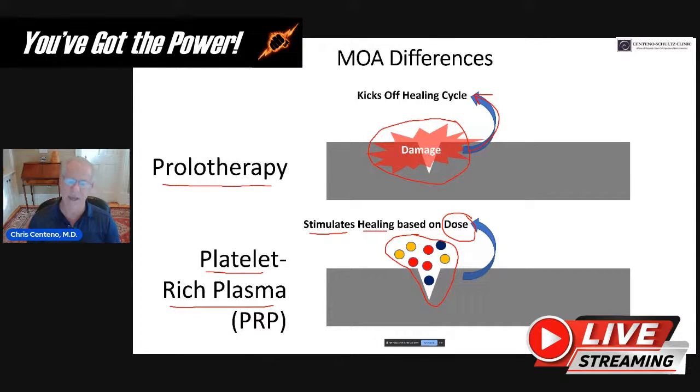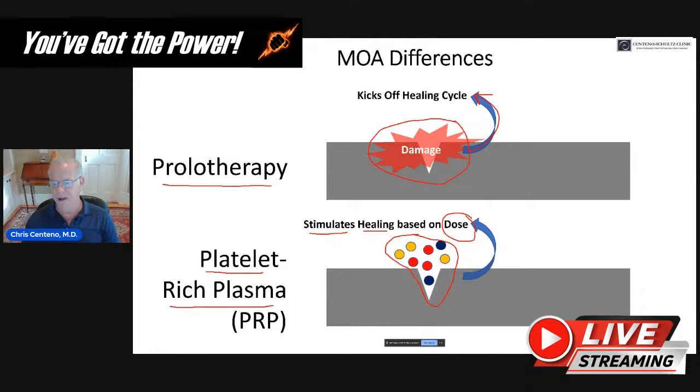I can't really increase the prolotherapy response by changing the dose because I'm still going to get local damage, and that's still going to kick off an inflammatory healing cycle. Now, I might be able to increase the dose a little bit, but I kind of get a binary thing. It's either going to kick off a healing cycle of a certain size or it's not. With PRP, I can increase the stimulation of the healing. In the vast majority of patients I see, that's patients that are 35 years or older, based on increasing the dose. So that's a really big difference between these two technologies.